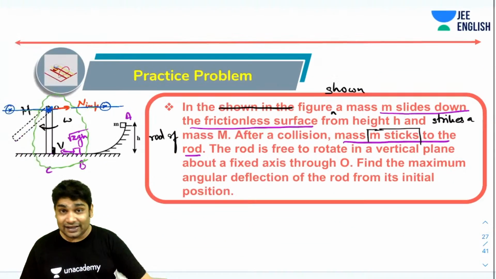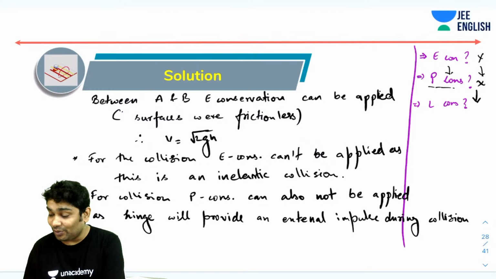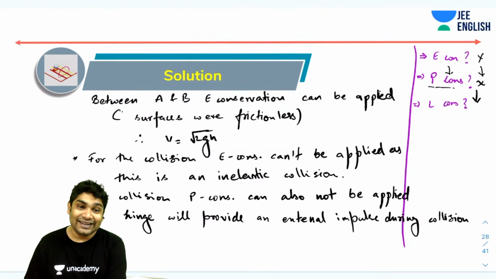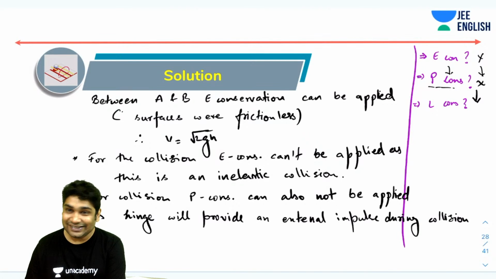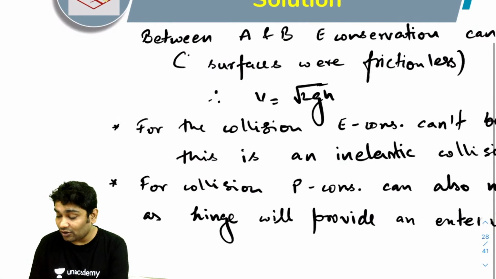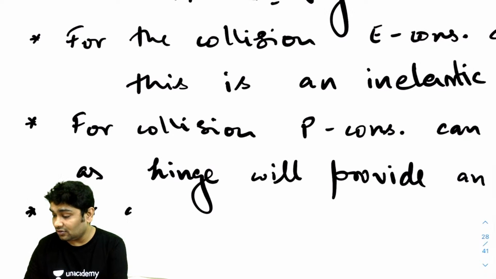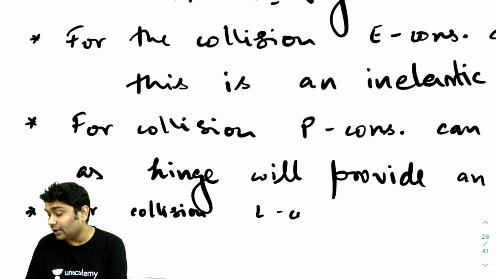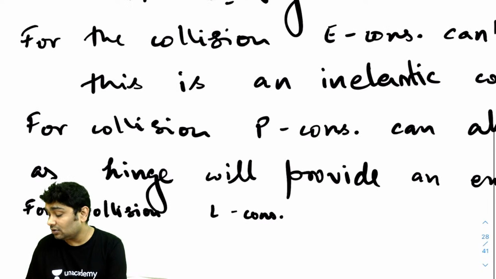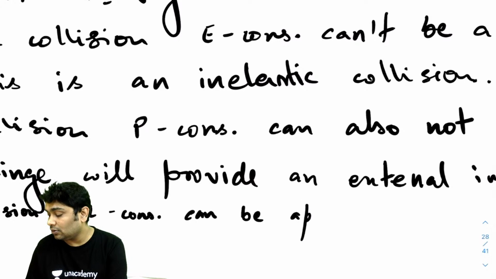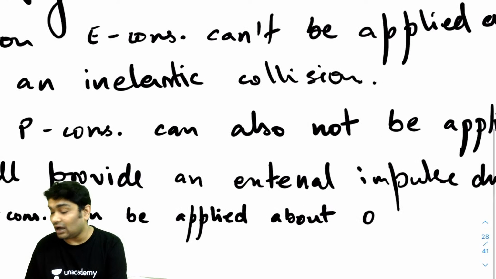So now I know what to apply. The entire trick is figuring out what will work. For collision, angular momentum conservation can be applied about O. So that is how you should think.